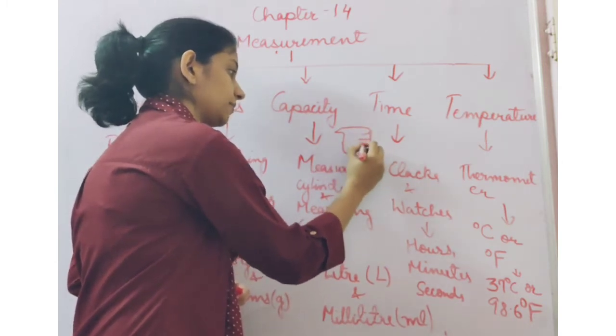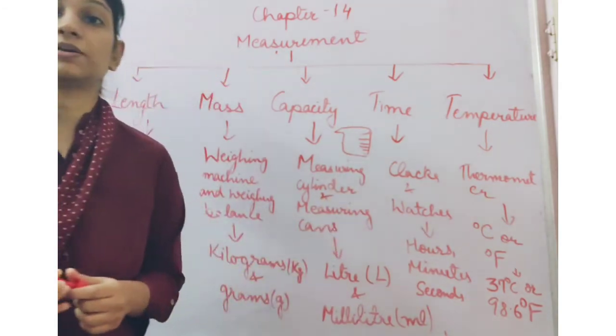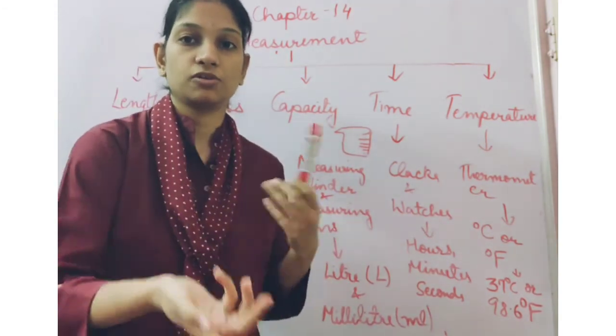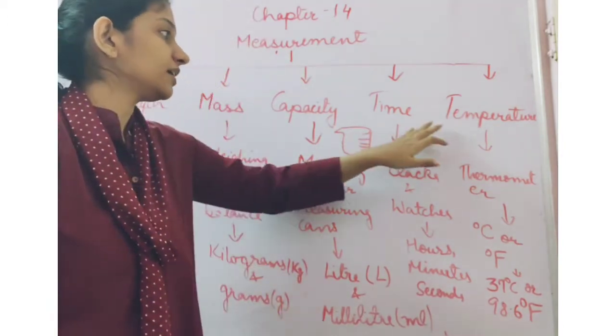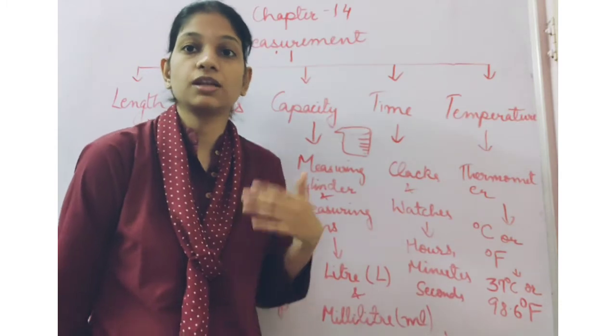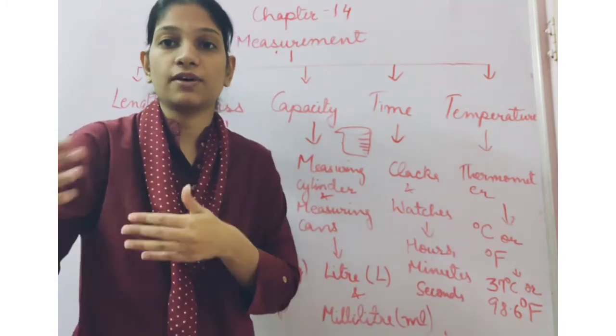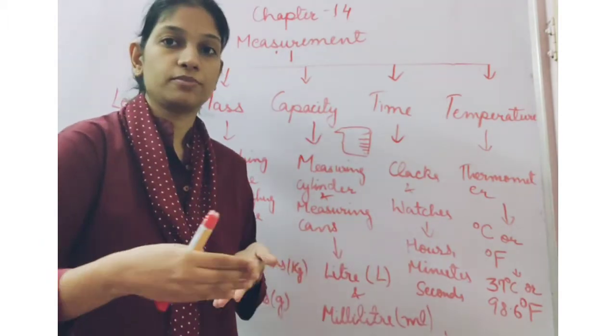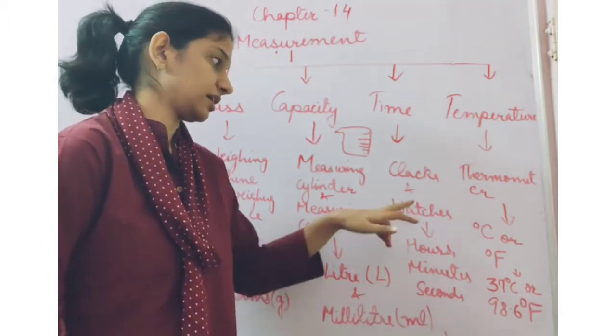Okay, so an example of this will be a milkman. A milkman uses a measuring can to measure the milk and put it for you. Then next is time. Time is a very important parameter. We need to know the time so that we can divide our day and perform certain activities accordingly.